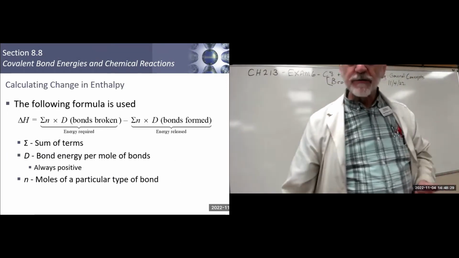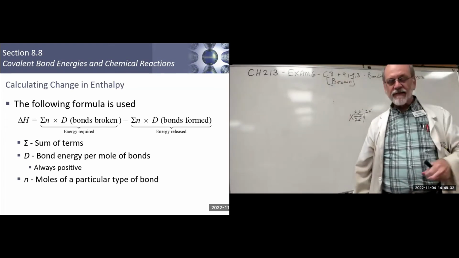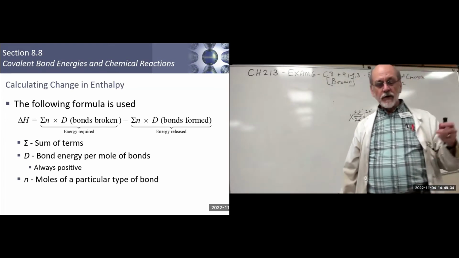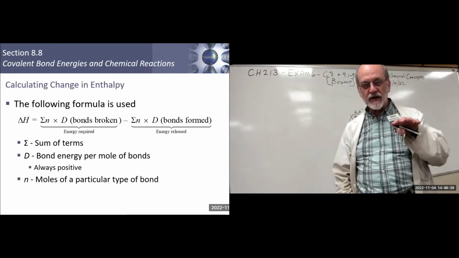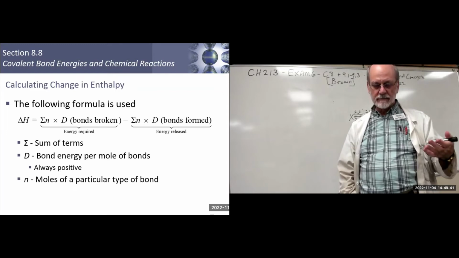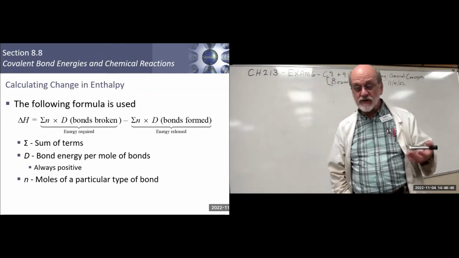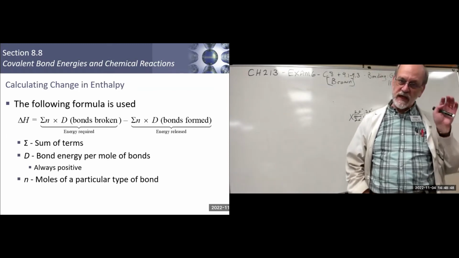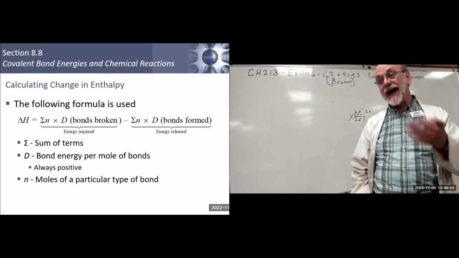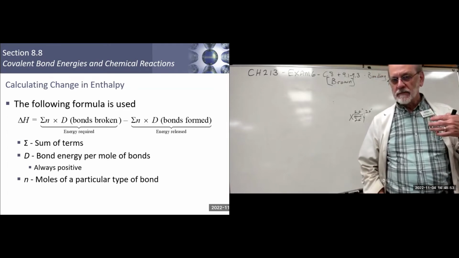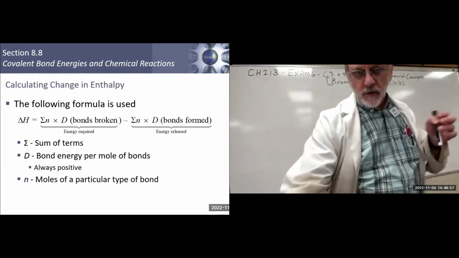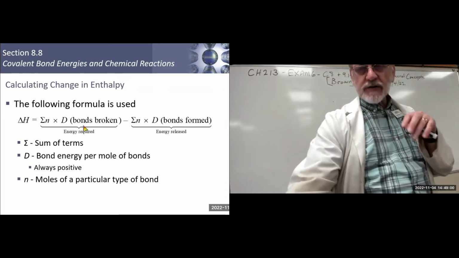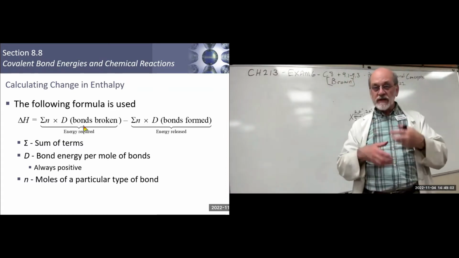Let's see. So here's the formula. The enthalpy can be calculated. First, you add up all the bonds that are broken, the energy that goes into breaking the bonds of the reactants. And then you subtract the amount of energy that actually comes back from the bonds that form.